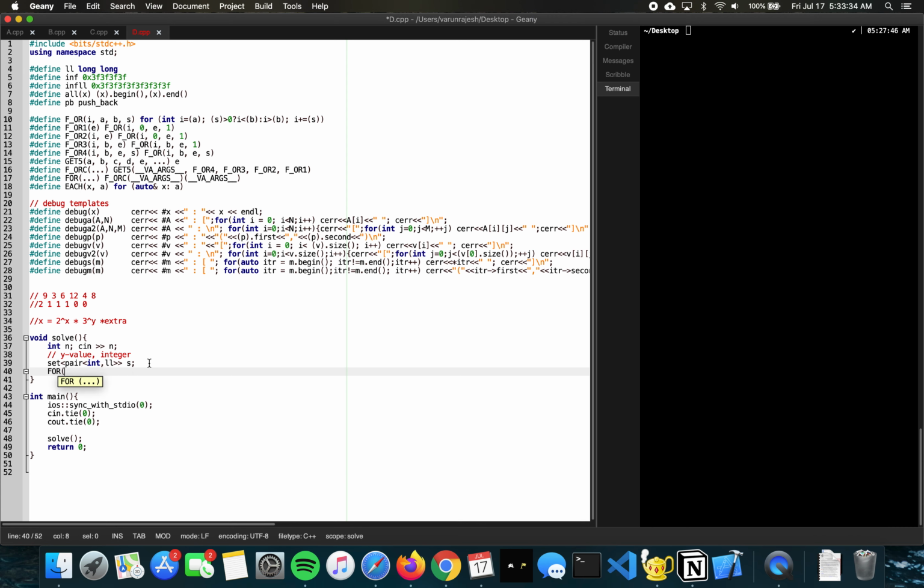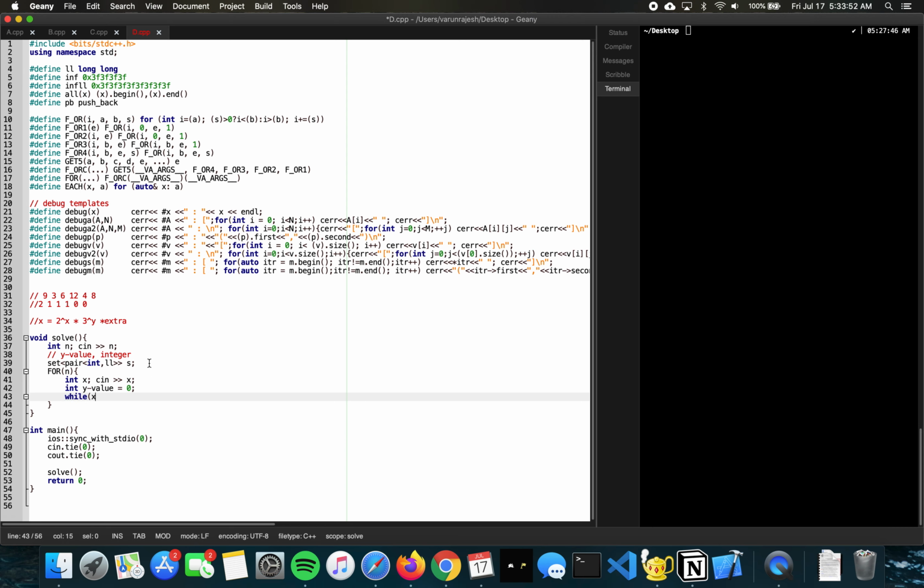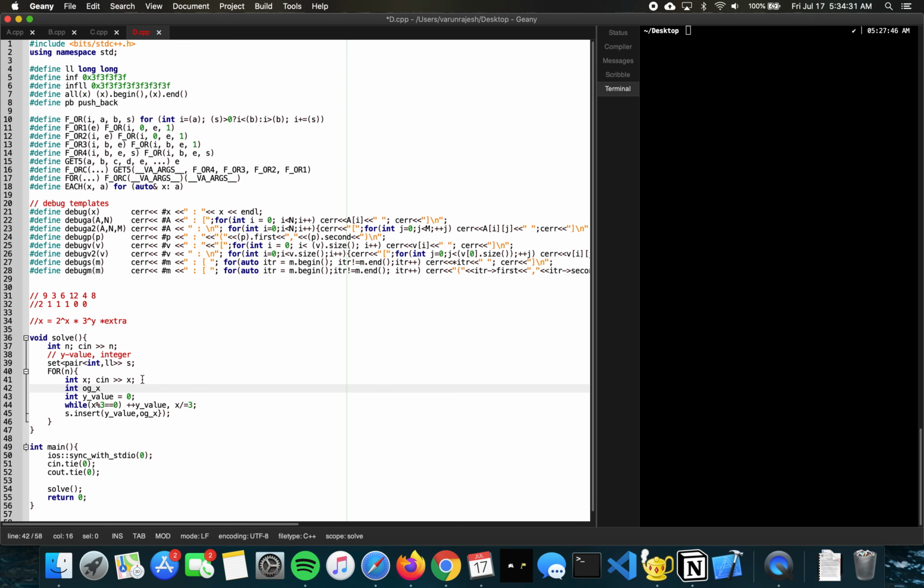So now that we have this, we get our number, and then we just count the y value, which is initially at 0. So while x mod 3 is 0, we can increase our y value, and we have to divide x by 3. And then in the end, we insert the y value and x. But here, since we change x, we have to save x. So let's just call it OGX. And here we'll just int the original x is equal to x. So here when we change x, it won't actually change the original value.